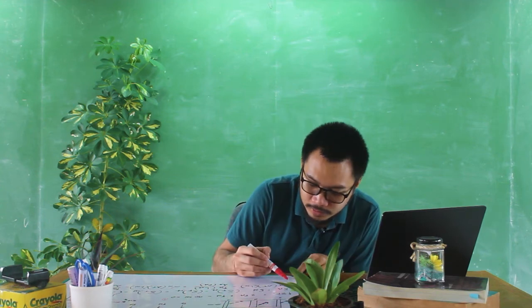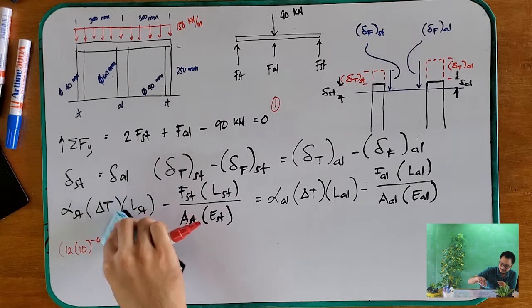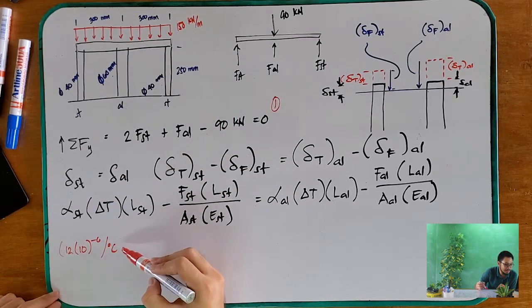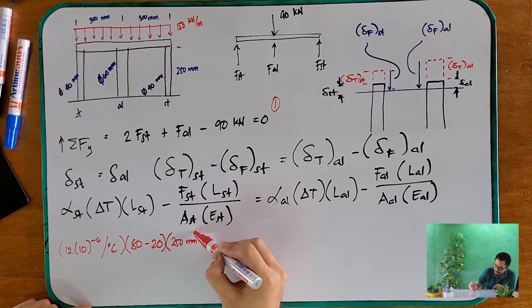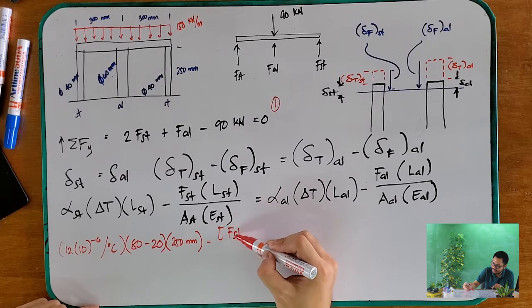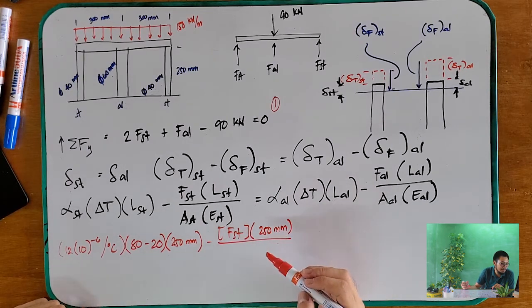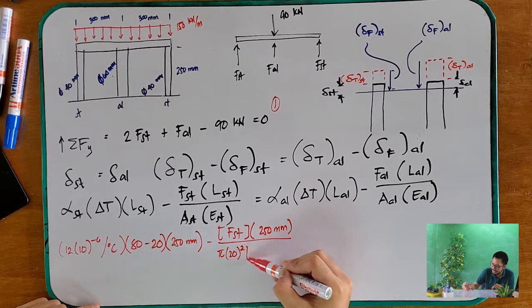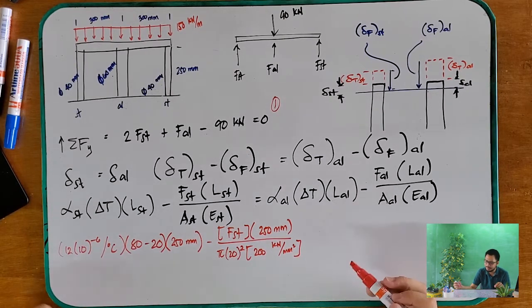Now we substitute the values. For your steel: 12 times 10 to the power of negative 6 per degree Celsius times 80 degrees Celsius minus 20 degrees Celsius times 250 millimeters, minus F steel times the length of steel, 250 millimeters, over the cross-sectional area of pi times 20 millimeters squared times 200 kilonewtons per millimeter squared.